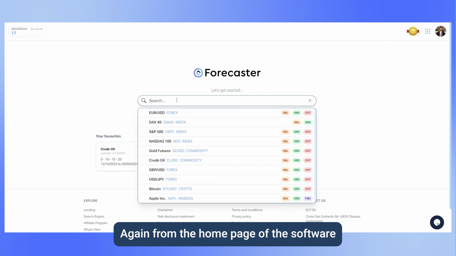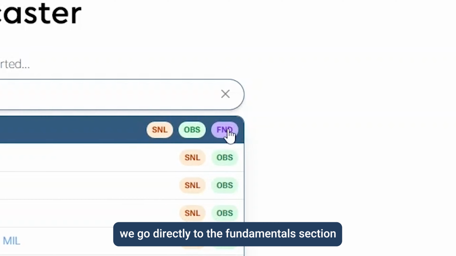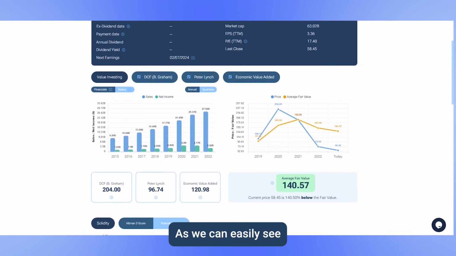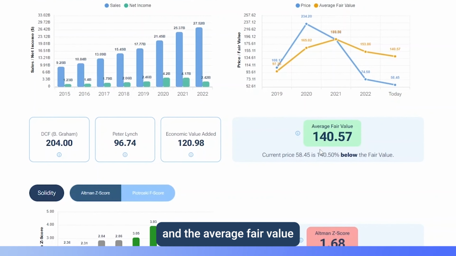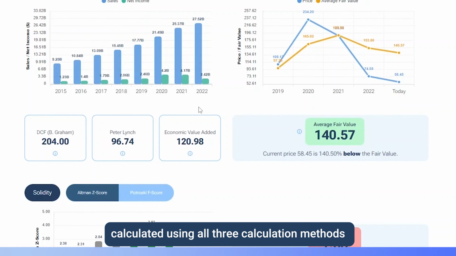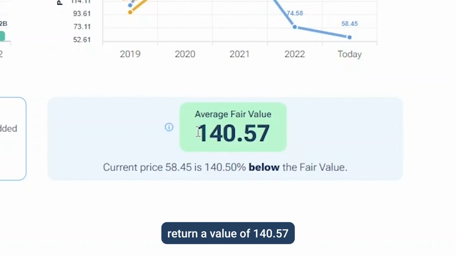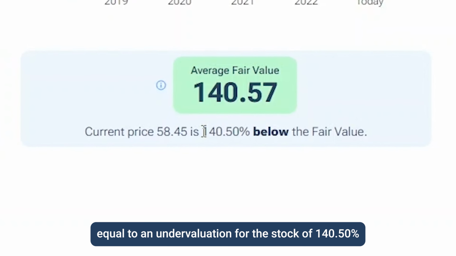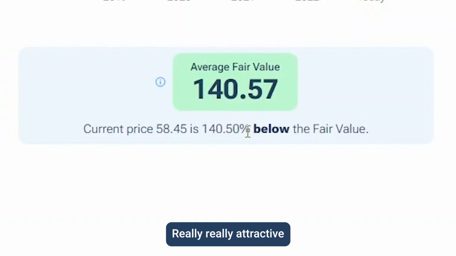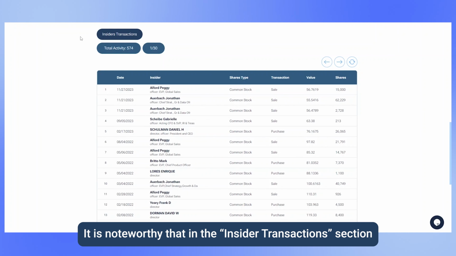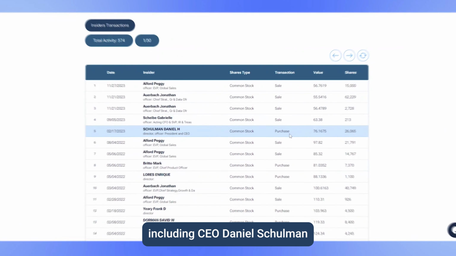PayPal. Again, from the home page of the software, we simply select PayPal, and again we go directly to the fundamentals section. As we can easily see, the revenues and profit have been growing for several years, and the average fair value calculated using all three calculation methods return a value of 140.57, equal to an undervaluation for the stock of 140.50%. Really attractive.